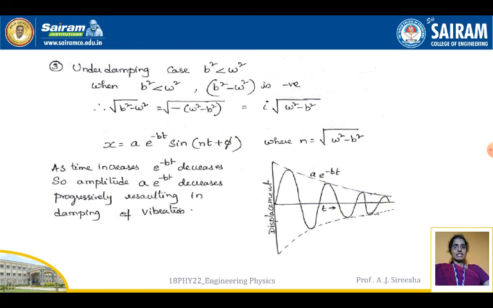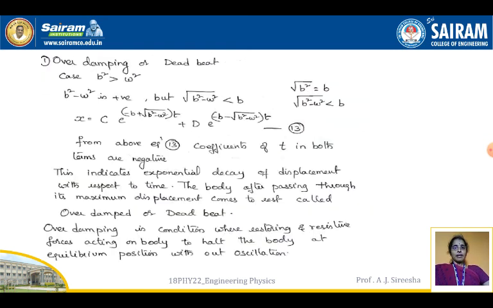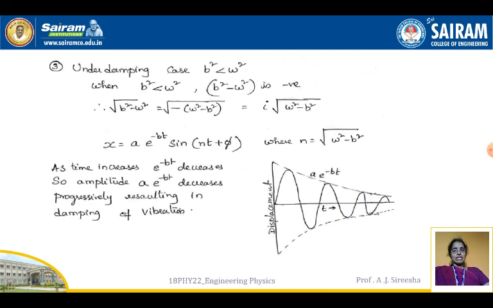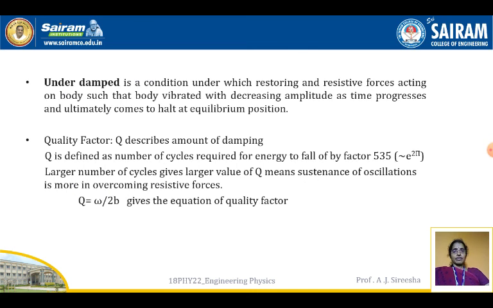So we have seen the three cases where b square is greater than omega square is called over damping, b square is equal to omega square is called critical damping, and b square is less than omega square is called under damping. So what is under damping? Under damping is a condition under which restoring and resistive forces acting on a body are such that the body vibrates with decreasing amplitude as time progresses and ultimately comes to halt at equilibrium position, and this case is called an under damping case.